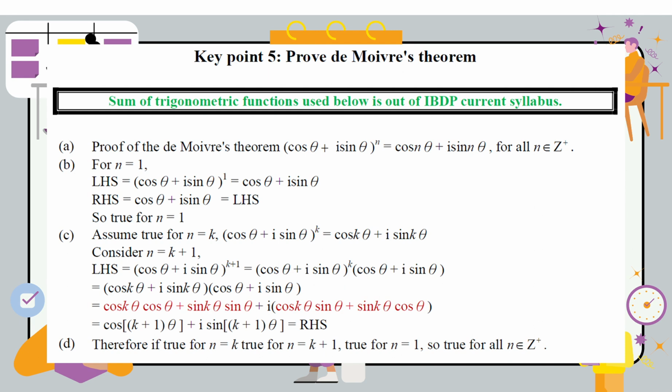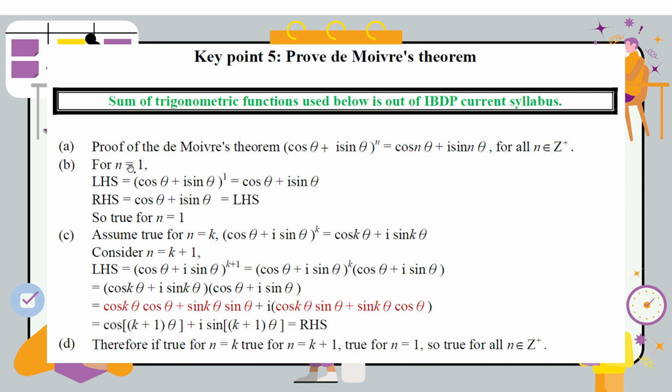I'm sorry, IBDP has cut out some of the trigonometric function properties. So the last step, we don't know it. We just have to accept it, assume it is true. So De Moivre's theorem is like this: (cos θ + i sin θ)^n = cos nθ + i sin nθ. It's a marvelous theorem, hard to prove, but it can be proved by mathematical induction.